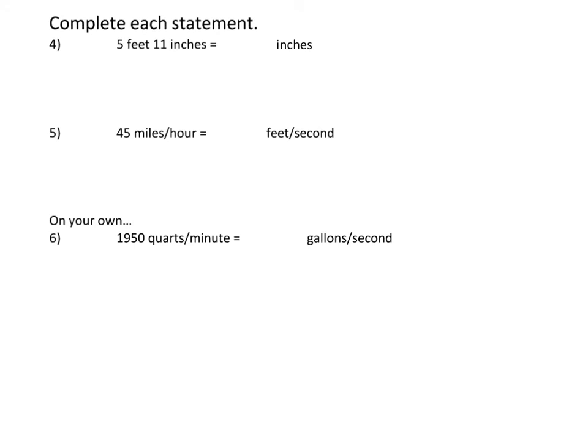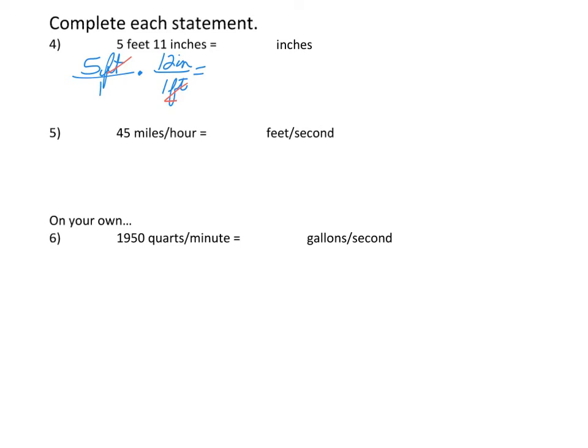Here we go for number 4. We've got 5 feet 11 inches. We want to convert that into inches, and so I'm just going to worry about the feet for a minute. We are going to put our feet in the denominator, and we know that we have 12 inches in every foot. So now I've multiplied by 1. I can cancel out my feet, and then I can just plug in 5 times 12 into my calculator.